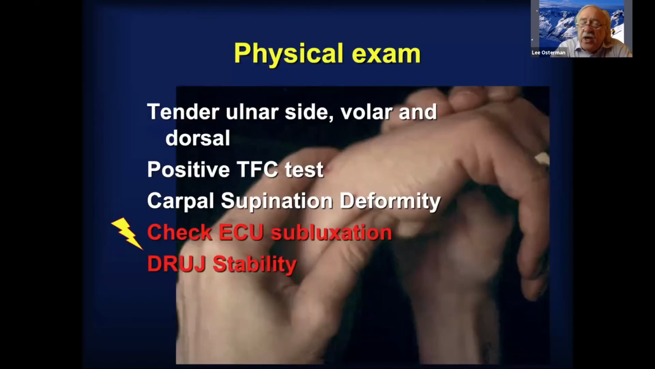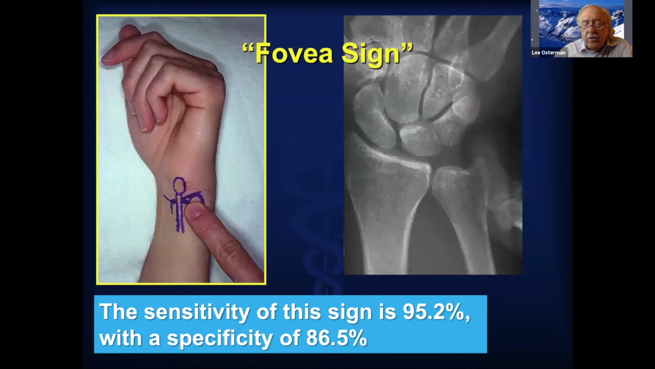And here, they're going to have tenderness on the ulnar and volar side of the wrist. They may have a positive TFC test, as Tom showed, but they have this carpal supination deformity as opposed to distal radial ulnar joint. And he brought up the fovea sign. The fovea sign, as Dick Berger has shown, has a high sensitivity and specificity for ulnar extrinsics.